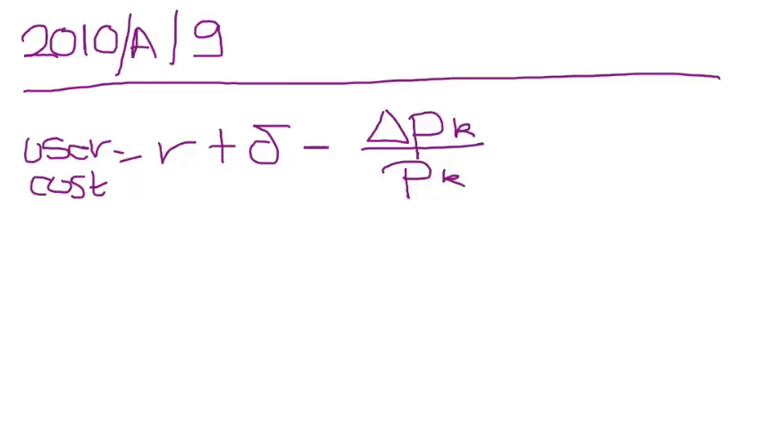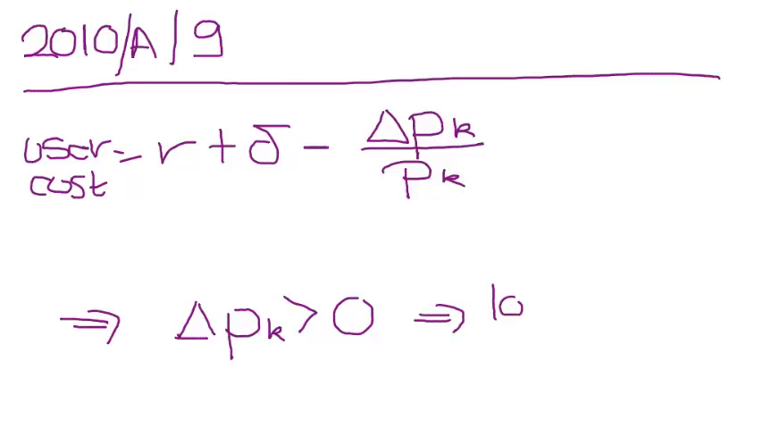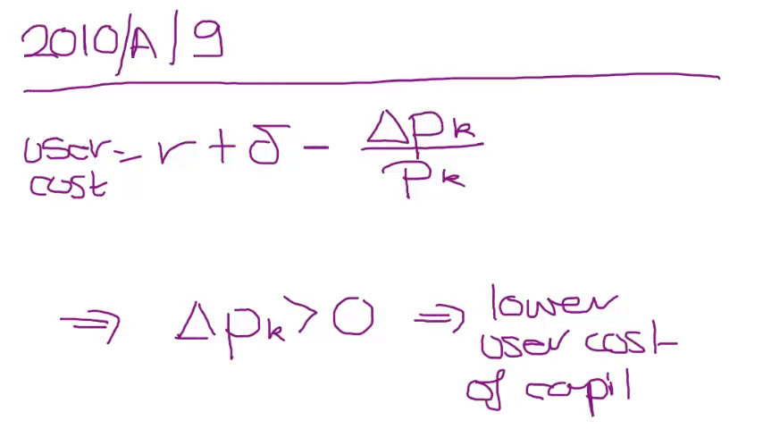So you can see that if price increases from one period to the next, that's going to imply that delta pk is positive, and a positive delta pk is going to lead to a lower user cost of capital. Right? Does this make sense?